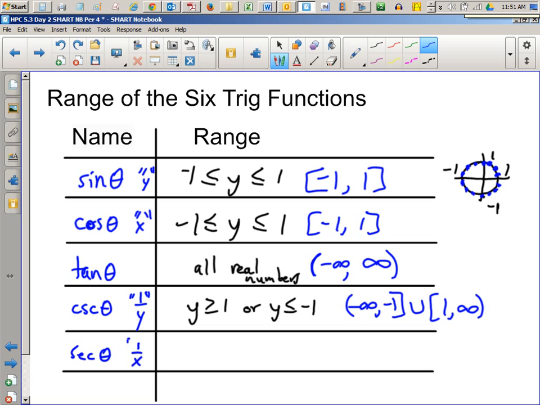Actually, secant works the same way. It's 1 over x, so it has the exact opposite range that cosine did. But that's the same thing that happened with cosecant and sine. So same exact answer for this one. And the last one is cotangent. And if y over x can produce any real number, then x over y can produce any real number. So this is all real numbers.